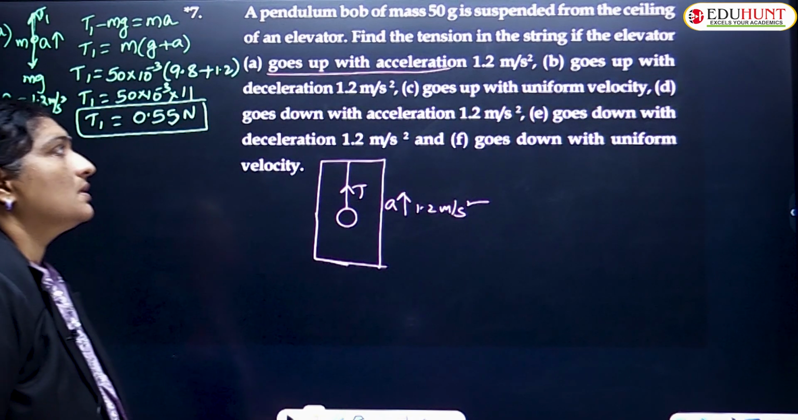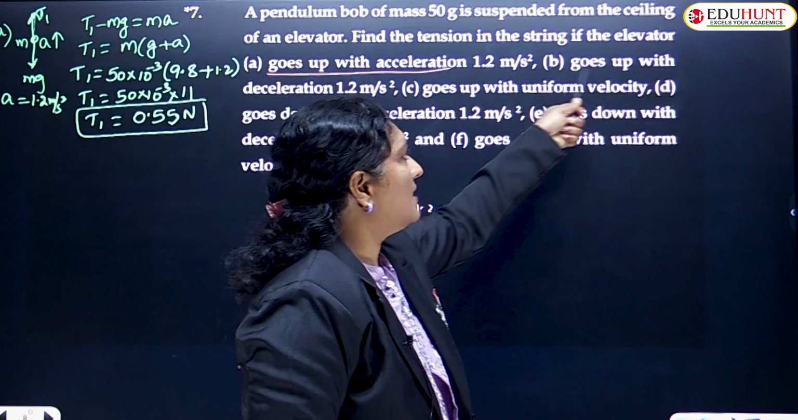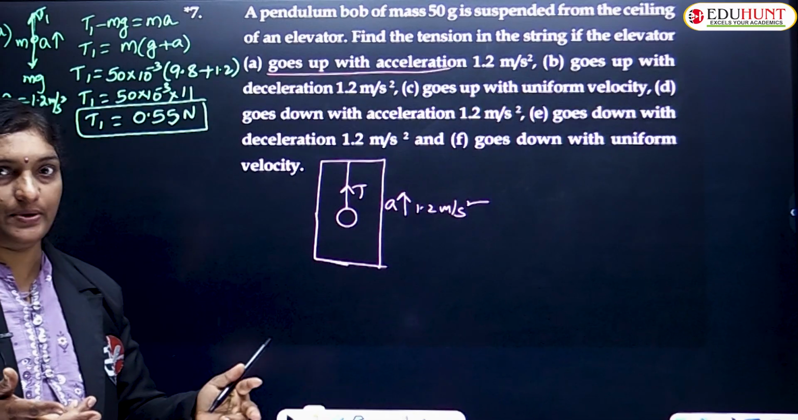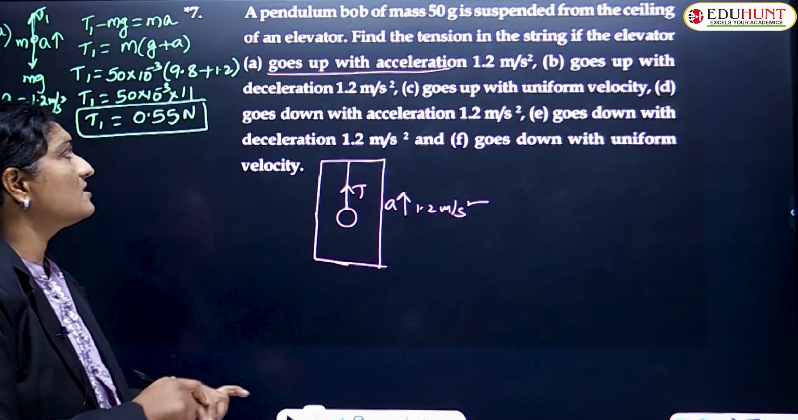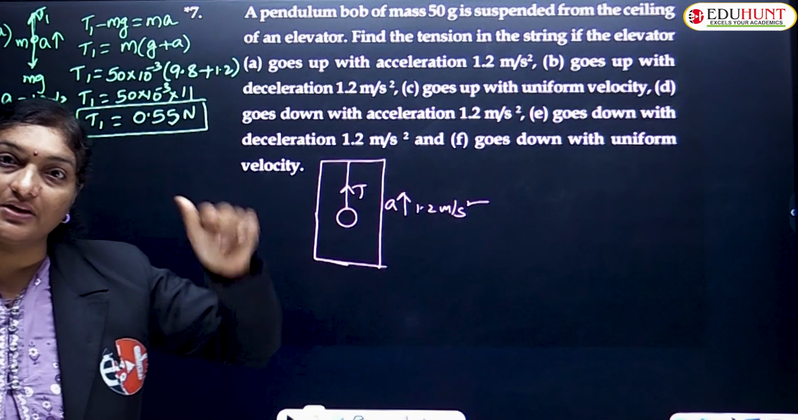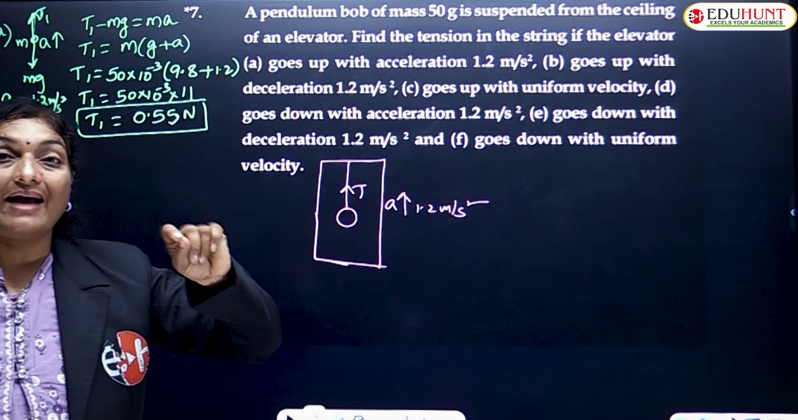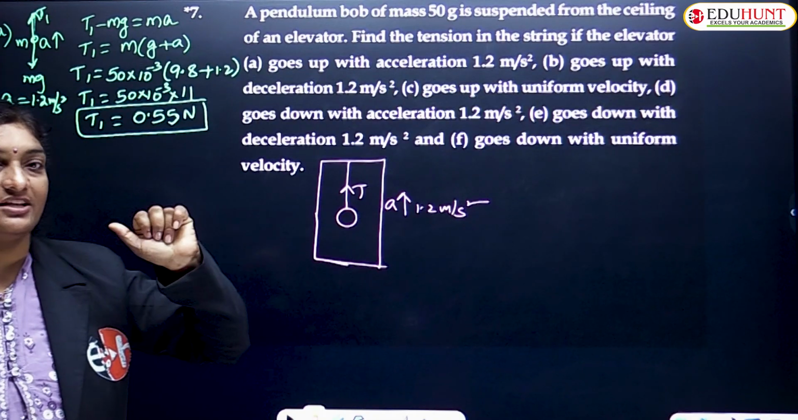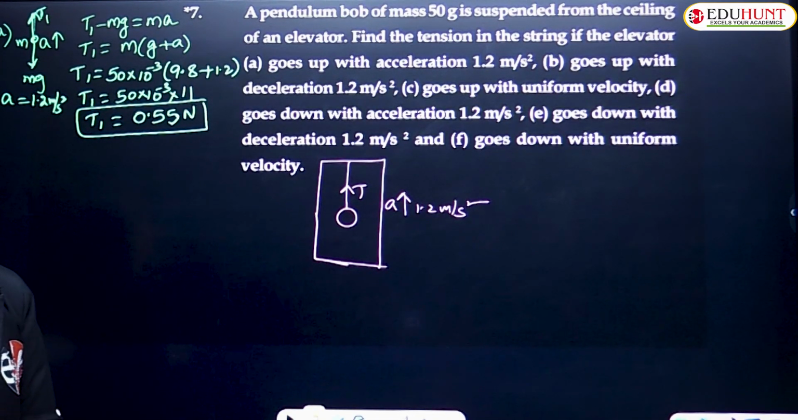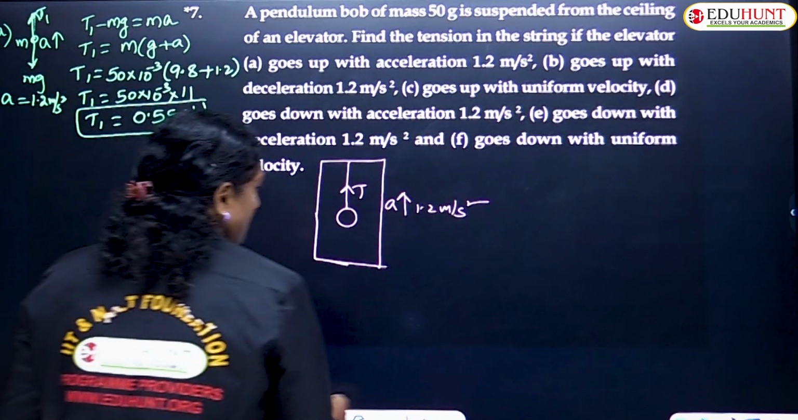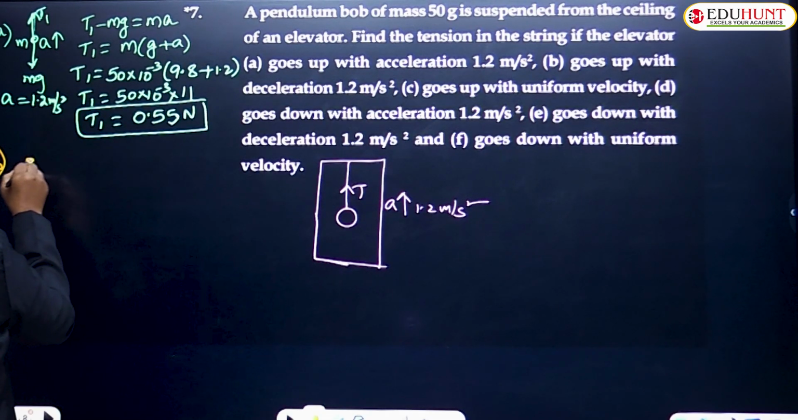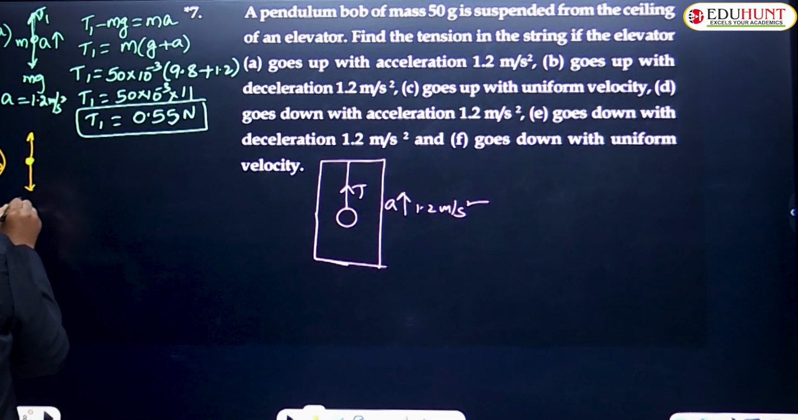Okay, we shall move to the second part of the question. The next condition asks us to find the tension whenever the lift is going up, same case, but with a deceleration of 1.2 meter per second square. So in the second case also, the lift is going up, but now the value of a is given as deceleration. Deceleration means that instead of 1.2 meter per second square, we need to take it as minus 1.2 meter per second square.